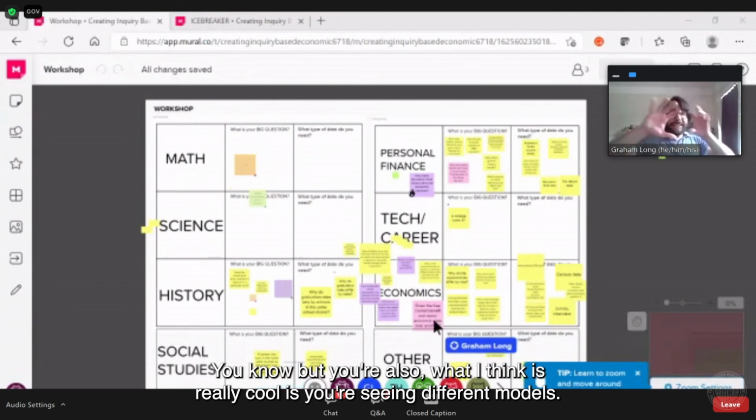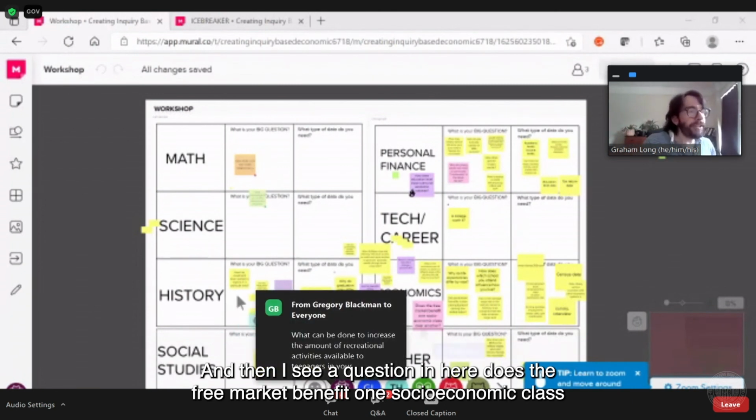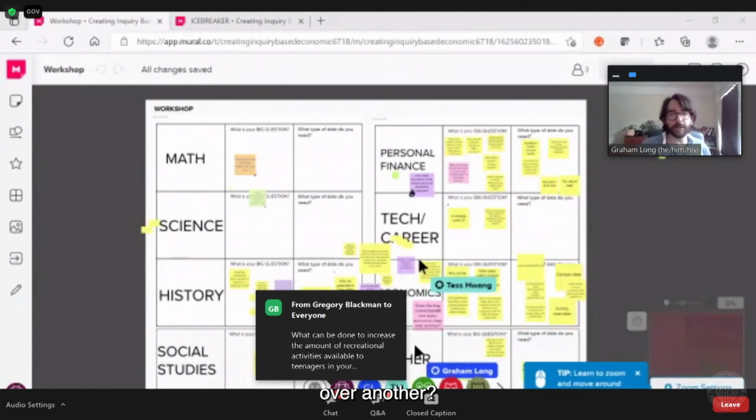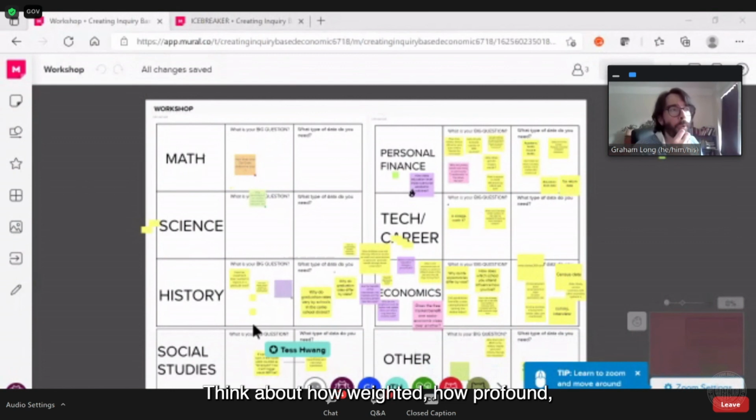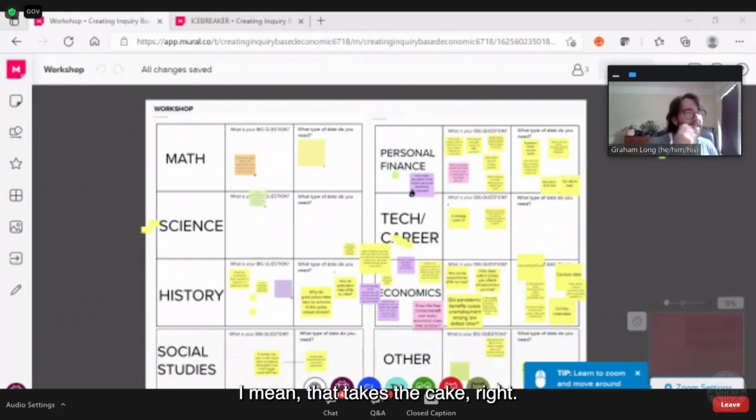What I think is really cool is you're seeing different models. Some people are asking really nitty gritty student life type questions. And then I see a question in here, does the free market benefit one socioeconomic class over another? Think about how weighty, how profound. Remember I said that a good compelling question is intellectually meaty? I mean, that takes the cake, right?